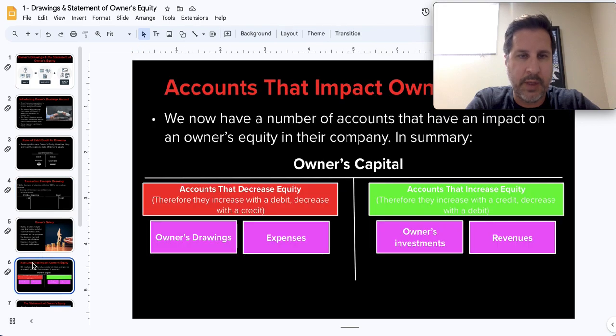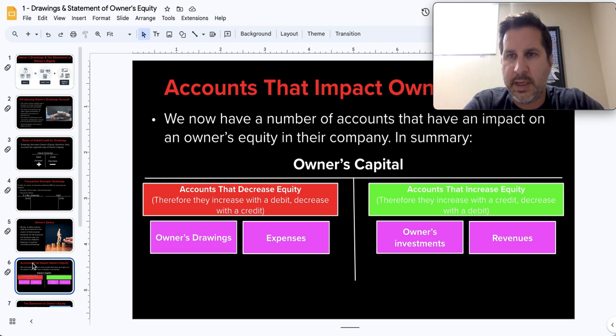All right, so we've done income statements, and what we didn't talk about was the impact that revenues and expenses have on our capital. So in this slide here, you'll see an overall T account on owner's capital. On the right-hand side, because capital increases with a credit, we'll see a couple of items that increase the overall capital. The one is an owner's investment. So when the owner invests money into the business, their equity is going to go up.